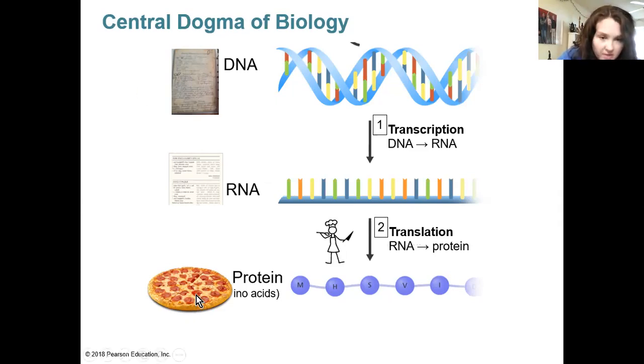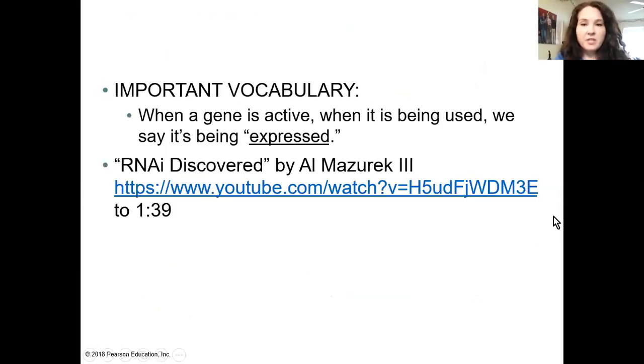My little pizza is covering up protein. It should say made of amino acids. So the RNA isn't turning into anything. It's not turning into protein, but the information is being used to make proteins. It's a transfer of information between these three forms.